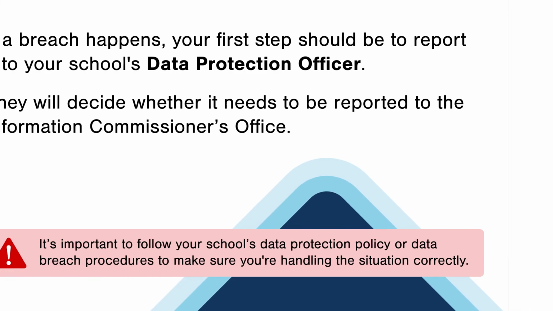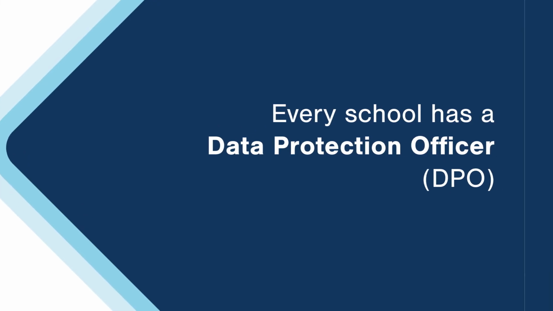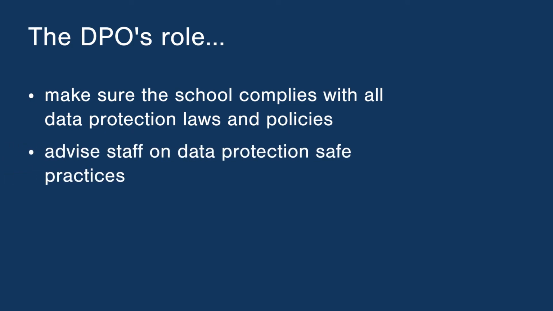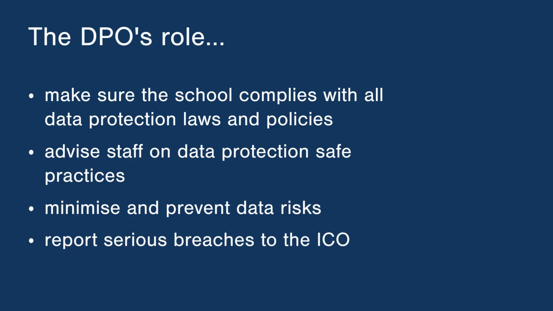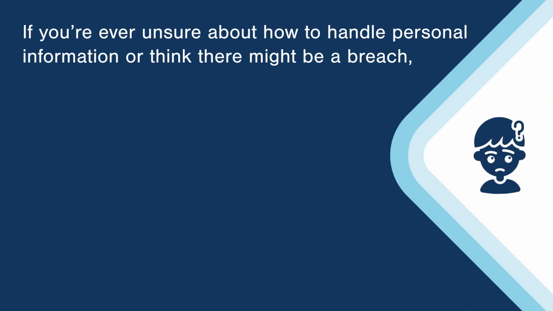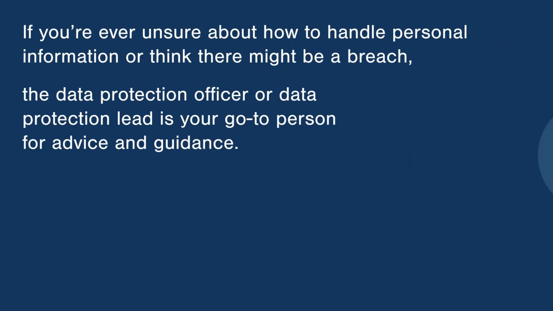If the breach isn't managed properly, it can lead to serious consequences for both the school and the individuals involved. Every school has a data protection officer, or DPO for short. Their role is to make sure the school complies with all data protection laws and policies, advise staff on data protection safe practices, minimise and prevent data risks, and report serious breaches to the ICO. If you're ever unsure about how to handle personal information or think there might be a breach, the Data Protection Officer, or Data Protection Lead, is your go-to person for advice and guidance.